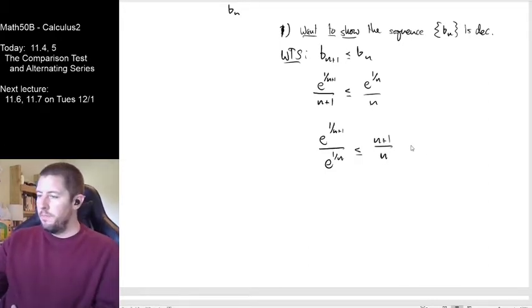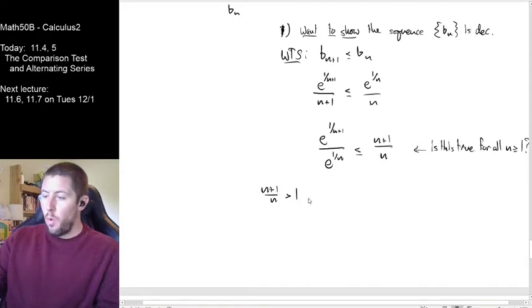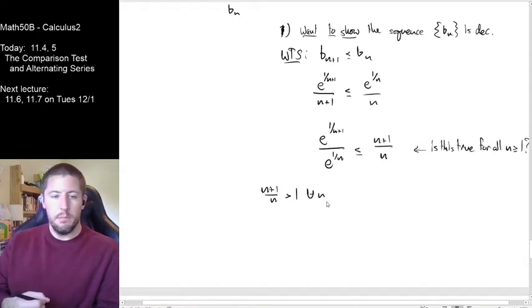Is this true? Is this true for all positive integer values of n? Well, here's what I know. I know that (n+1)/n is greater than 1 for all n, because it's got a bigger numerator than denominator all the time.